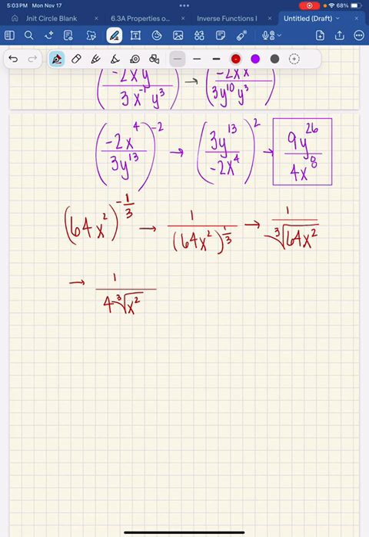And for right now, we're going to leave it that way. We'll worry about rationalizing in the next section. For right now, it's a little bit too complicated. Let's just leave it this way. Eventually, we will rationalize that.